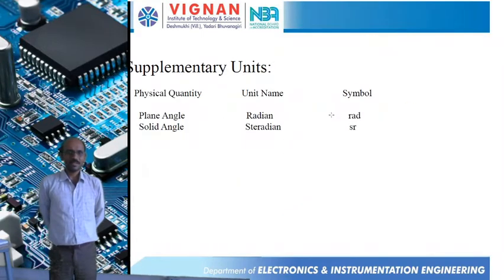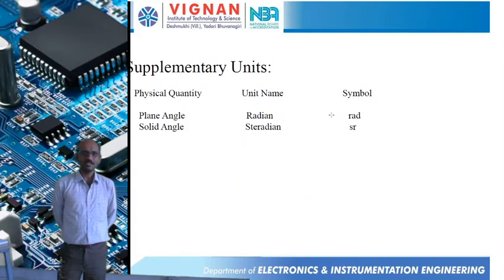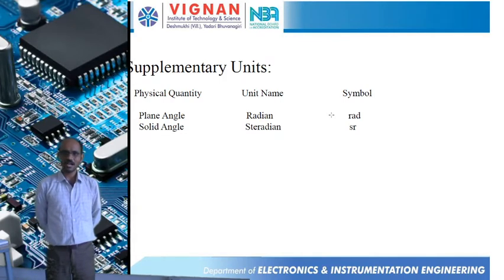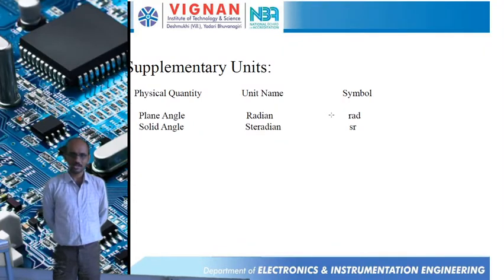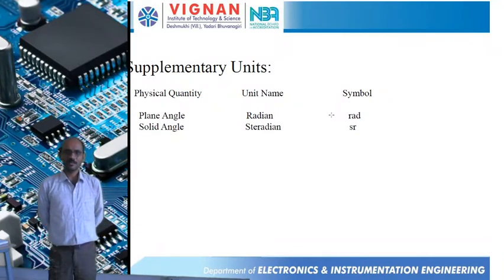Coming to supplementary units, they are of two types, plane angle and solid angle. Plane angle units are radians and solid angle units are steradian. The basic difference between the plane angle and solid angle is, the plane angle is the angle which is used in the two-dimensional view. Two-dimensional view means the image varies with respect to the x-axis as well as the y-axis.